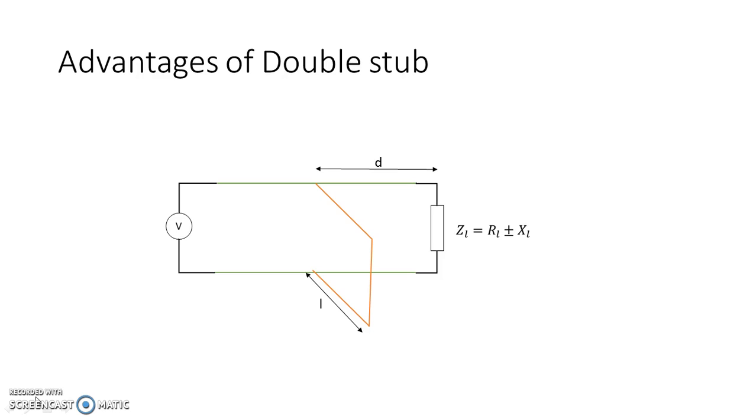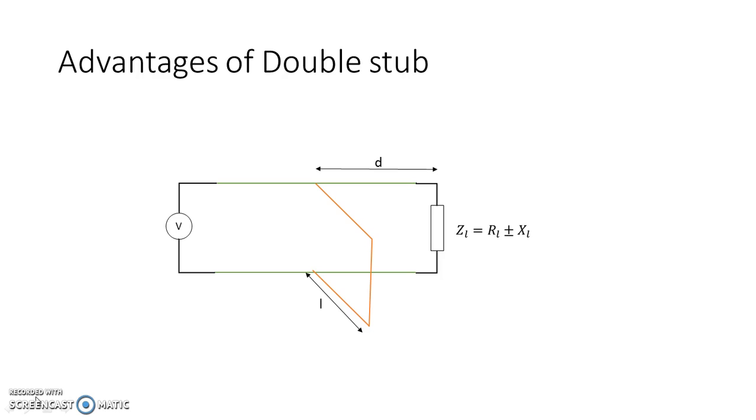Now here comes the advantage of the double stub. Whenever we are using a double stub matching network, the distance between the stubs and from the load is constant, and of course the length is changing. Therefore, now the design parameter D is independent of the change in the load. Hence, we say that double stub matching network can be used for variable loads.